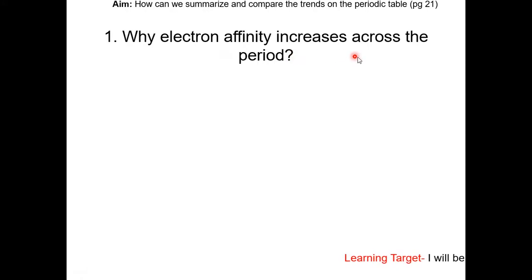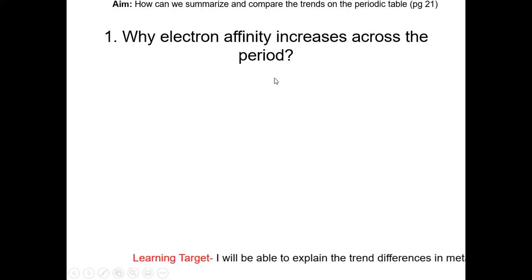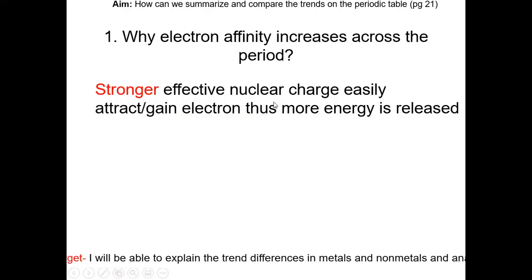Why does electron affinity increase across the period? In order to figure this out, you need to compare the effective nuclear charge and the shielding effect. You should know by now, within a period, the shielding effect is constant, but the effective nuclear charge is increasing across the period. So with a strong effective nuclear charge, it is easier to attract or gain an electron, therefore more energy is released.